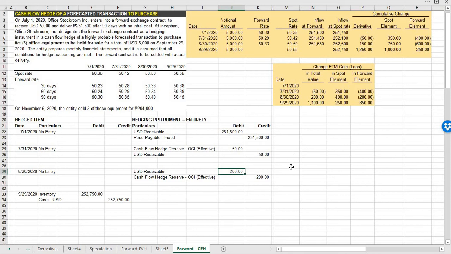Then, punta tayo sa settlement date, September 29. Siyempre, before we settle the obligation, i-update muna natin uli, based dito sa change na to.